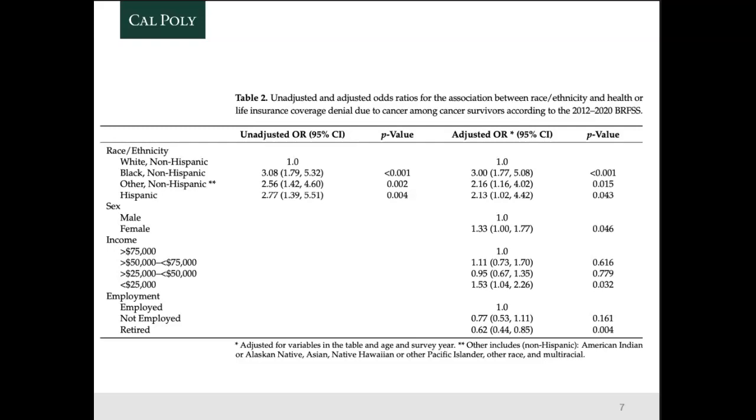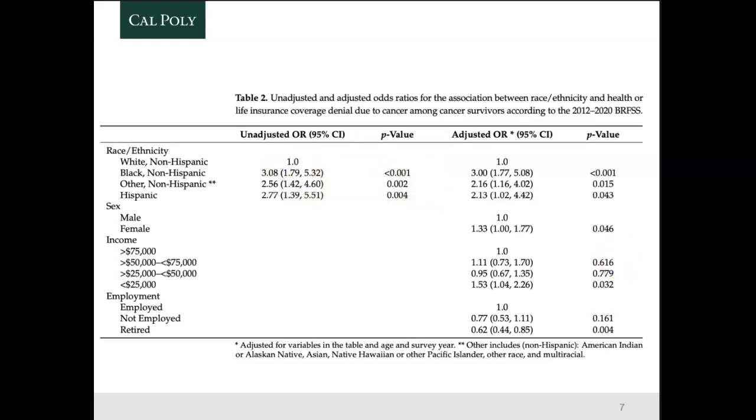So for example, compared to white non-Hispanic individuals, Black non-Hispanic individuals have an odds ratio of 3.08 in terms of being denied insurance. So they're 3 times as likely to be denied health or life insurance compared to those who are white. And we see that this is a statistically significant association in this unadjusted model, both with my confidence interval as well as my p-value.